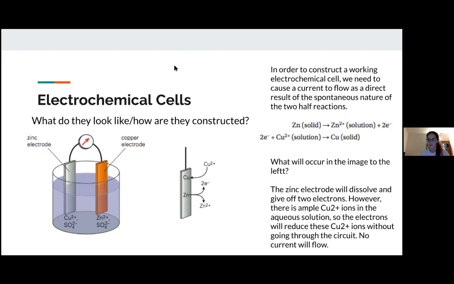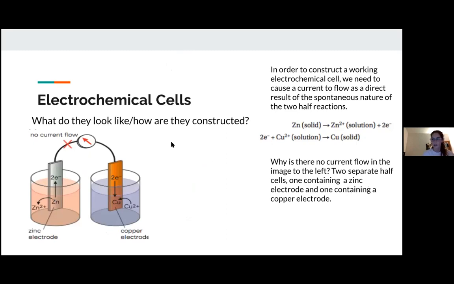Yes, so the zinc electrode will dissolve and give off two electrons, but those electrons won't flow through the wire, as someone said in the chat. There's enough copper 2+ ions in the aqueous solution that the electrons will just reduce these Cu2+ ions and they won't go through the circuit, because it's just easier. They'll be coming immediately into contact with copper 2+ ions in the solution. So no current will flow through the wire.